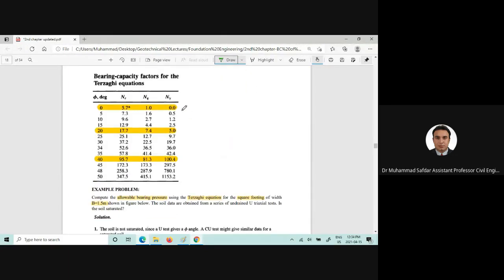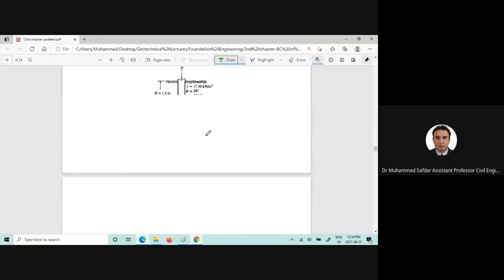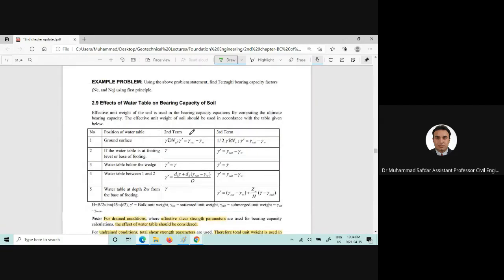There are tables also given. Usually the figure is given during the exam to get those bearing capacity factors and to use the equation from Terzaghi's or Meyerhof's bearing capacity equation. So that will also be part of solving the examples and problems in the coming class.